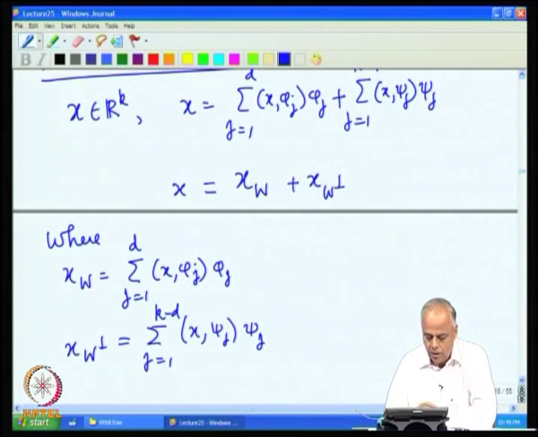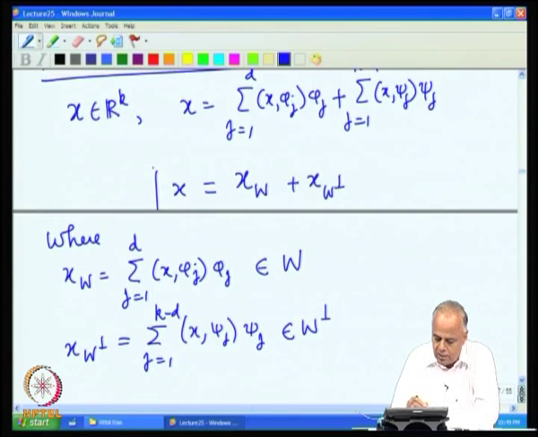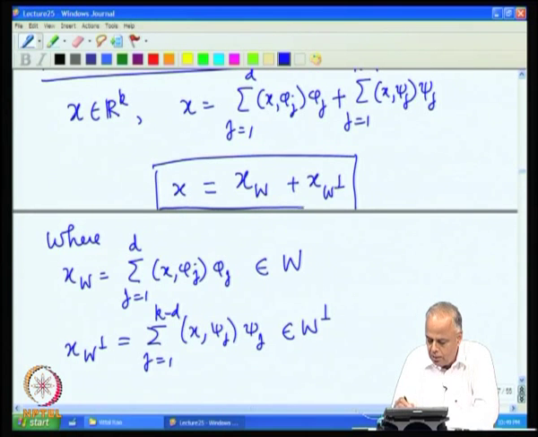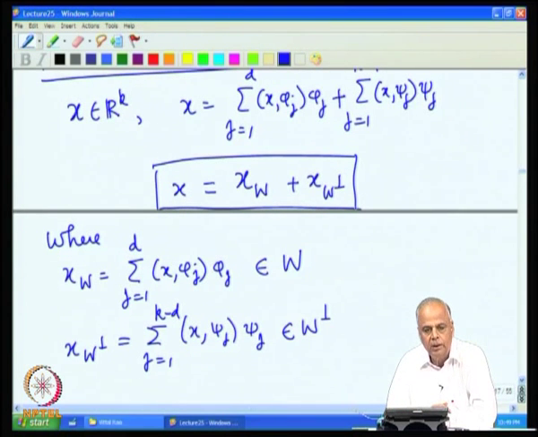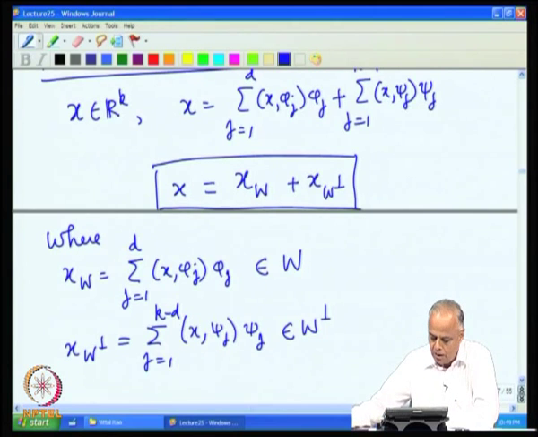Now, observe that since phi 1, phi 2, ..., phi d are all in W, the x_W is a linear combination of phi 1, phi 2, ..., phi d and hence belongs to W. Similarly, psi 1, psi 2, ..., psi k minus d are in W perp, and therefore any linear combination also belongs to W perp. So what this says is the vector x has been decomposed as the sum of two vectors, the first vector in W and the second vector in W perp.